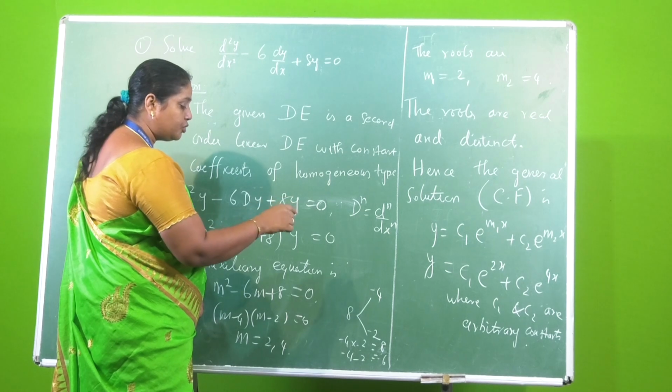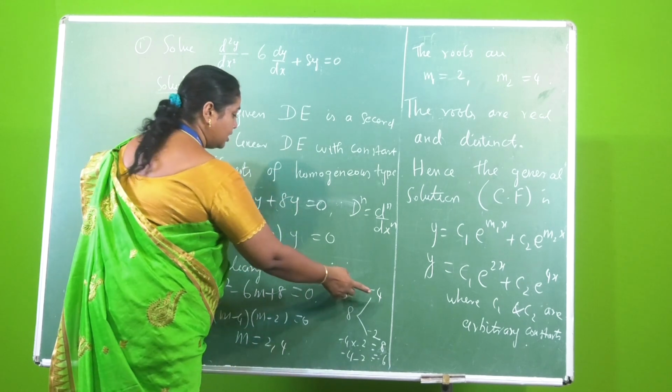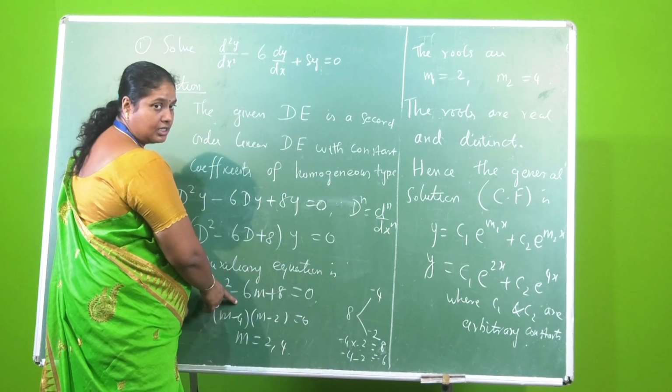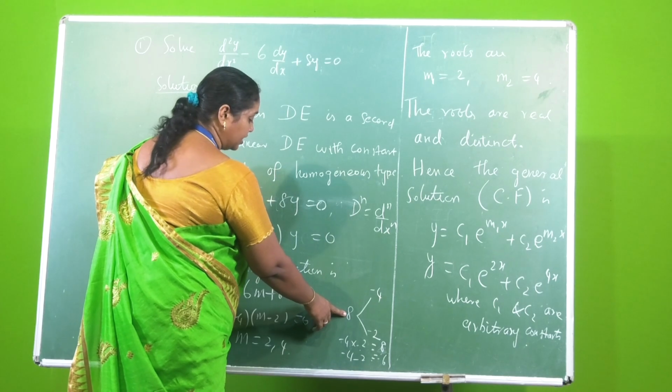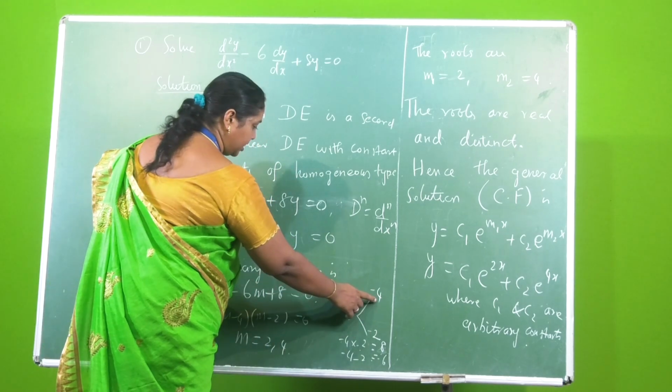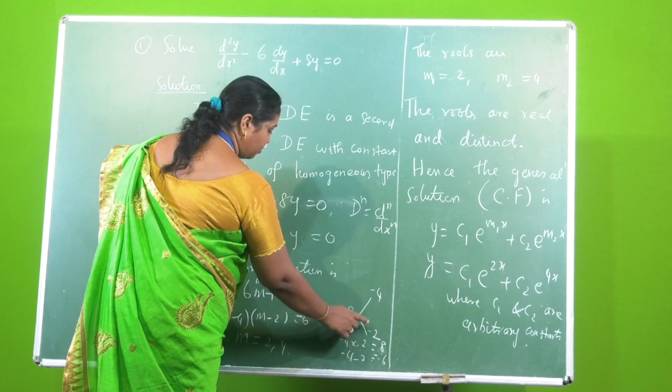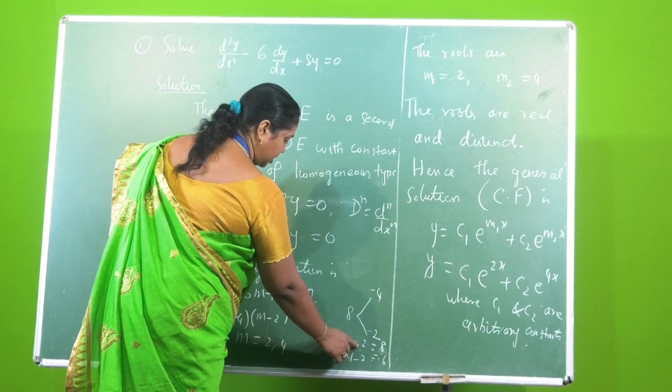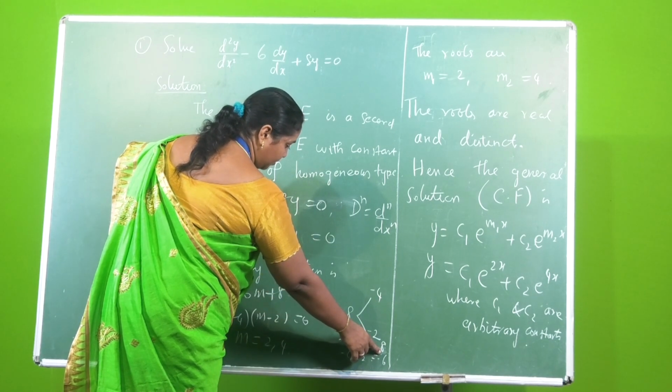Why are we choosing 4 and 2? So that 4 plus 2 will give us 6. Like that we have to choose the factors of 8. So 4 twos are 8 and here it is minus 6. So that's why I am taking minus 4 and minus 2. So minus 4 into minus 2: minus into minus is plus, 4 twos are 8, plus 8 will come.